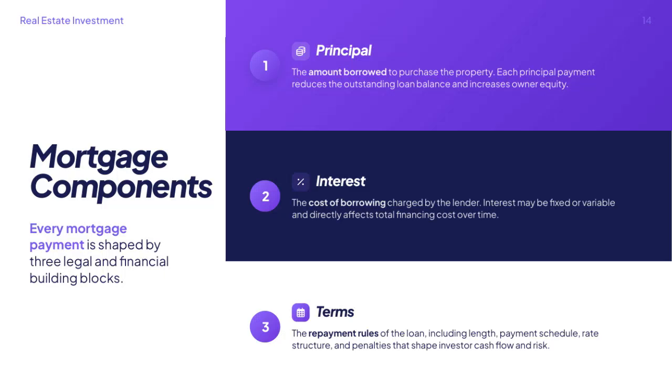Every mortgage payment is made up of three key components that are both legal and financial in nature. First, we have the principal, which is the amount you originally borrowed to buy the property. When you make a principal payment, it directly reduces the outstanding loan balance and simultaneously builds your equity in the property. Next is the interest, which is essentially the cost of borrowing money from your lender. This interest can be fixed, meaning it stays the same over time, or variable, which means it can change. The interest rate you pay has a big impact on the total cost of your loan over its lifetime.